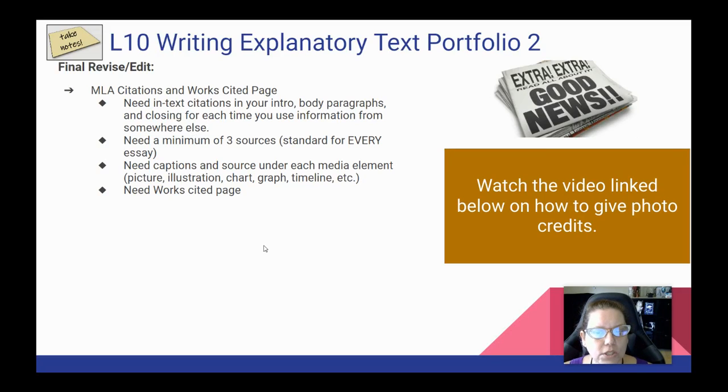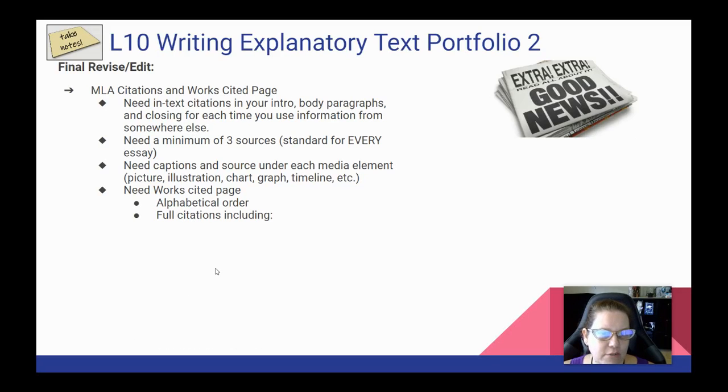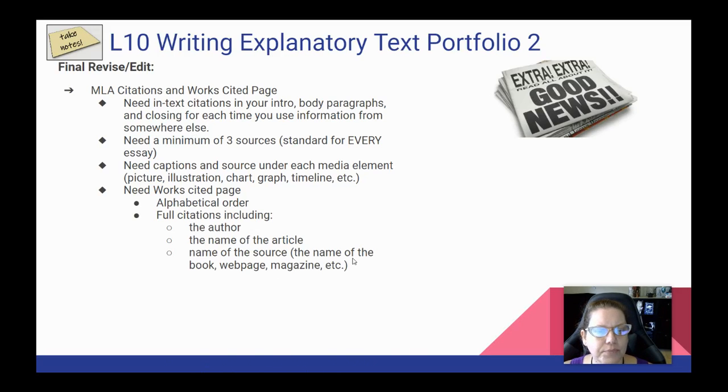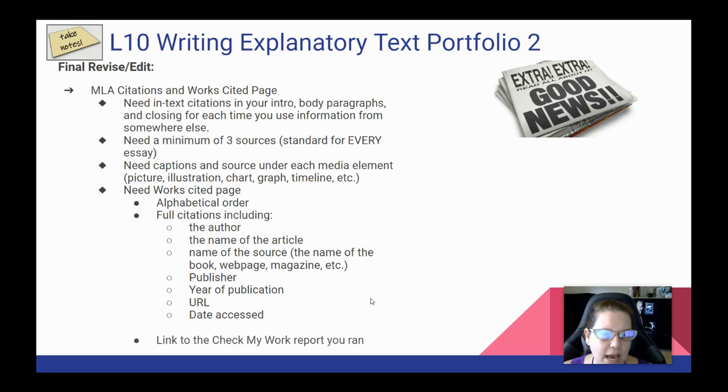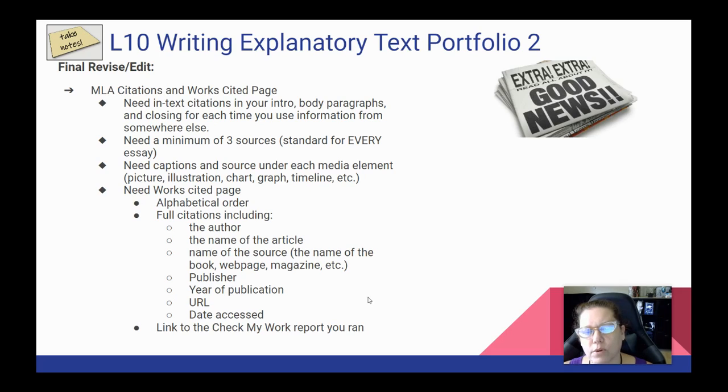If you use Word or Google Docs, you put in the information, and then you just click a button and it makes your whole works cited page for you. Okay, so go back and watch those if you didn't. All right. So remember, your works cited page again needs to be in alphabetical order. It needs the full citations, including the author, the name of the article, the name of the source, where you got it from, right? The publisher, the year of the publication, the URL, the date you accessed that particular link, and then don't forget the link to your Check My Work report that you ran.